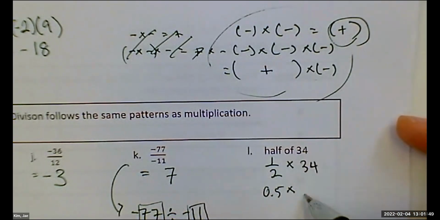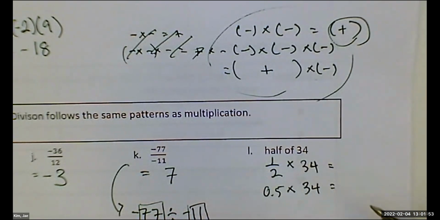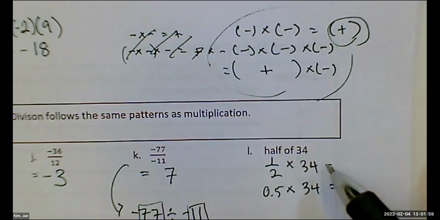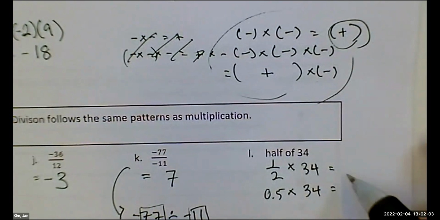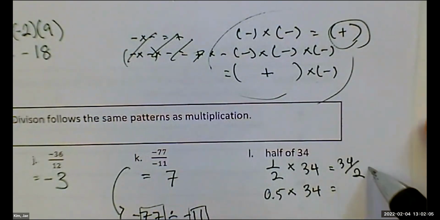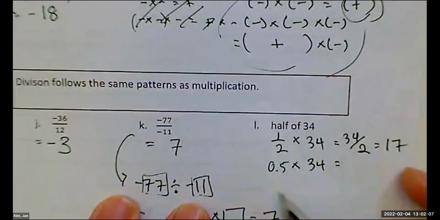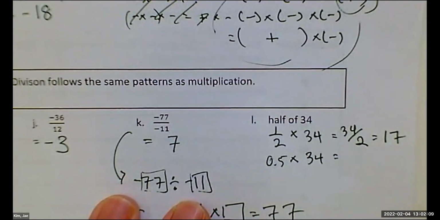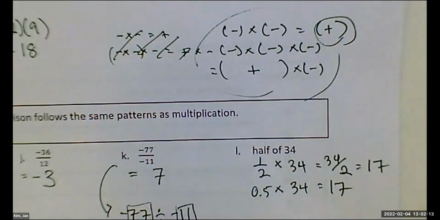And 34. So right now, we're not going to work on fractions just yet. We'll save that until later. Half is multiplied with 34. So it's like saying 34 divided by 2, right? Half of 34 is like saying 34 divided by 2. That is 17. 0.5 multiplied by 34, again, 17. It's all the same. Yes, Ed? Yeah, go for it. Yes, Ethan?